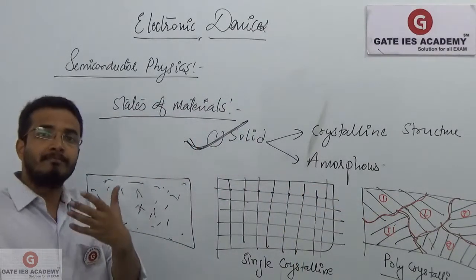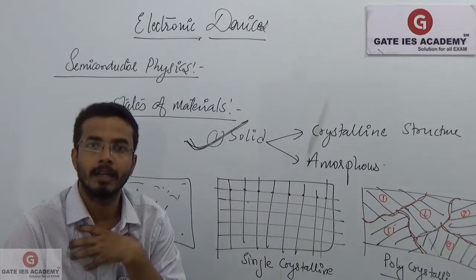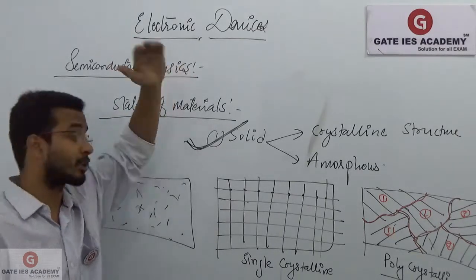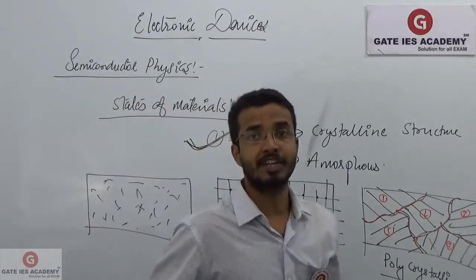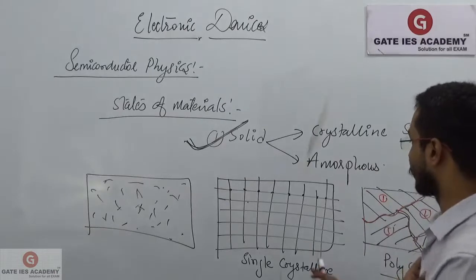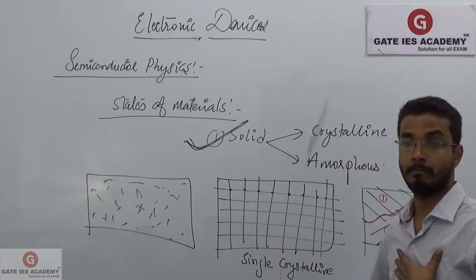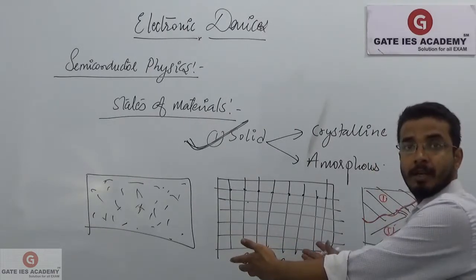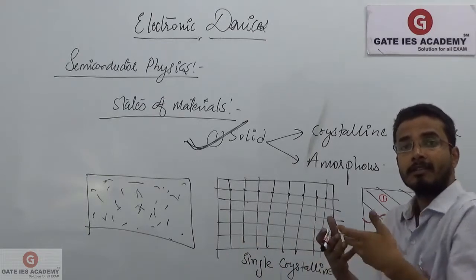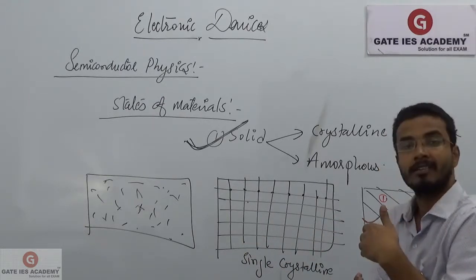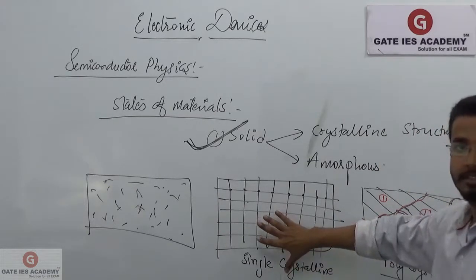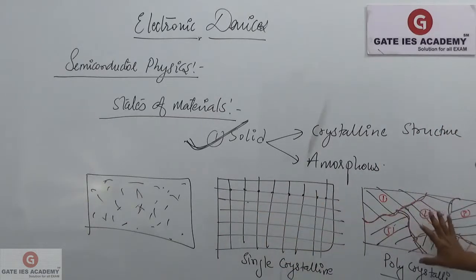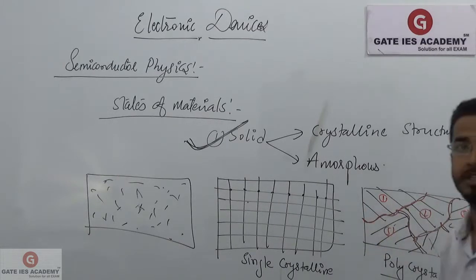So what is my point of interest here? I always want my semiconductor to be like this. This is 100% pure crystalline structure, which I always want for the devices. But it's very difficult to acquire a solid which will be single crystalline throughout the bar. So this is my ideal structure. But what is the practical structure? This. It is crystalline in nature, but throughout the solid the crystalline structure will not be the same.